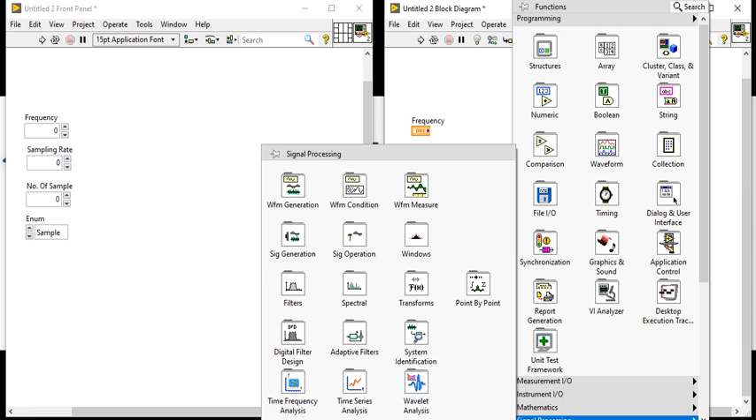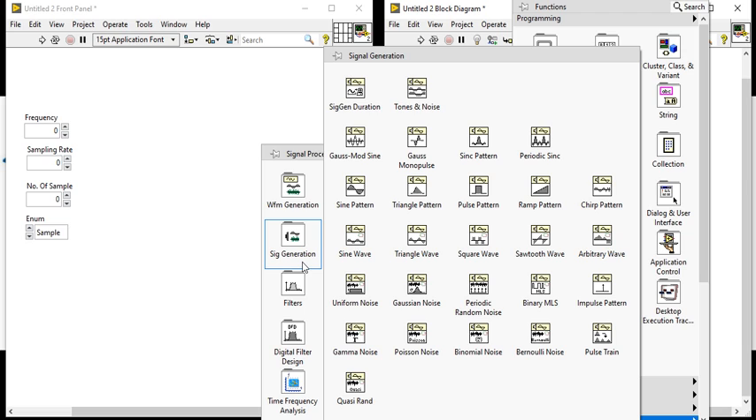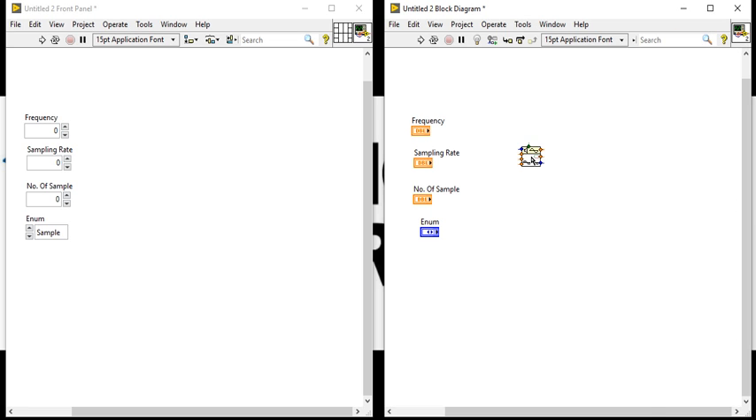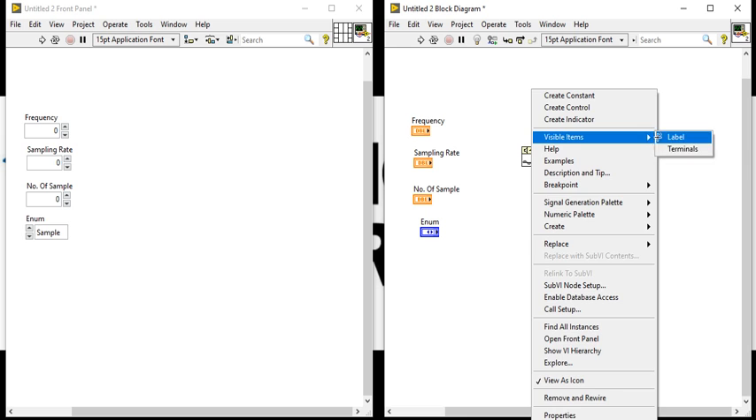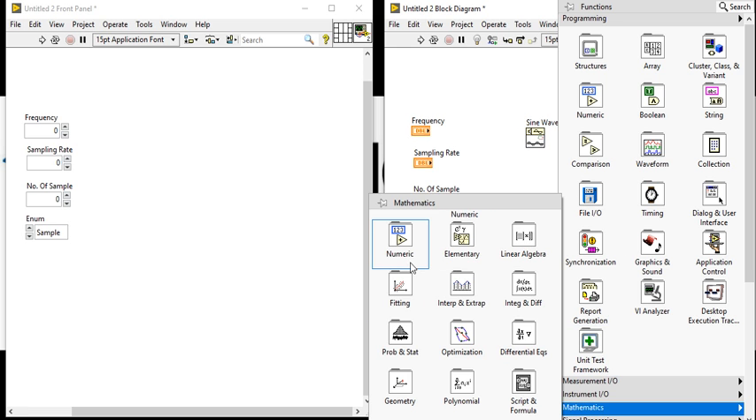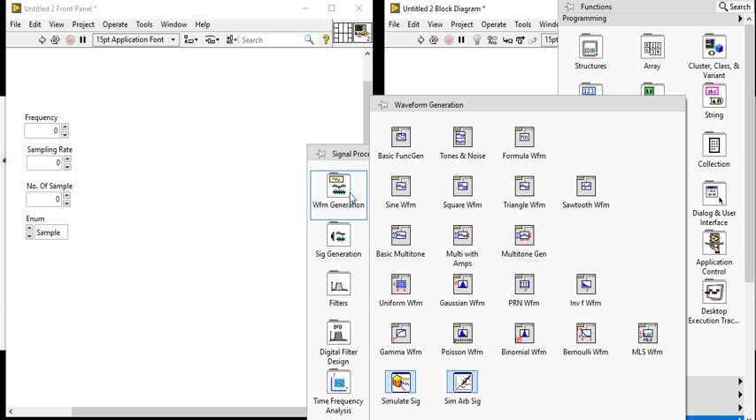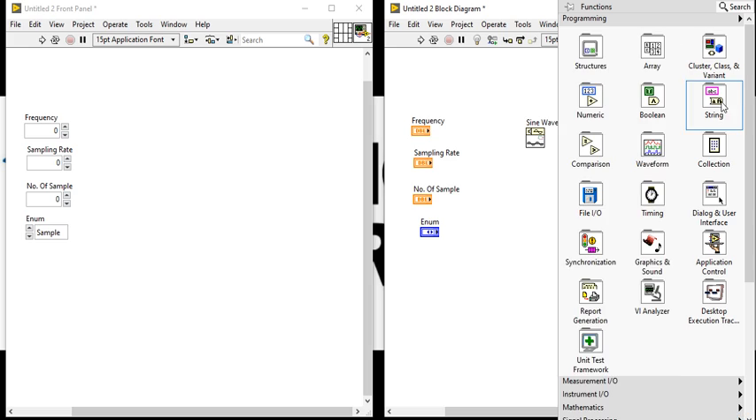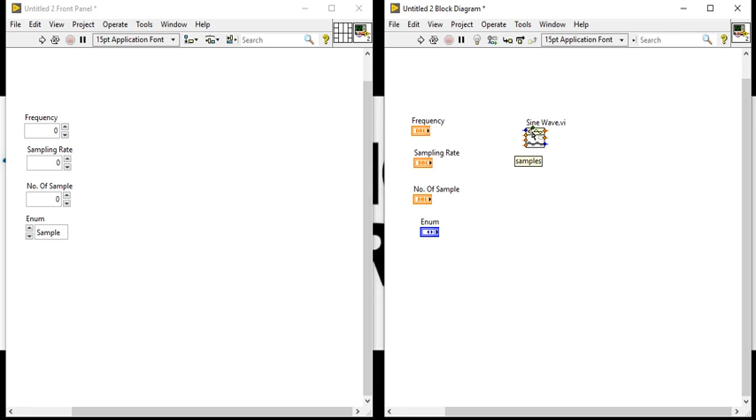Coming to signal processing, signal generation. Now we require signal generation and we'll take sine wave. So how can we get the sine wave? This one is the sine wave VI. This one is the sine waveform, this is the sine pattern and this is the sine wave. Let's see.